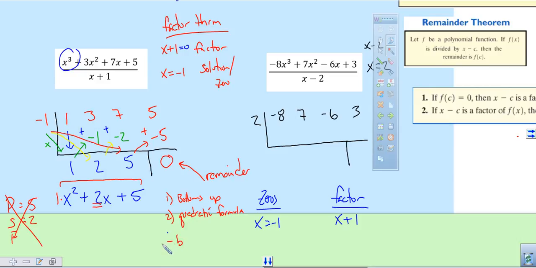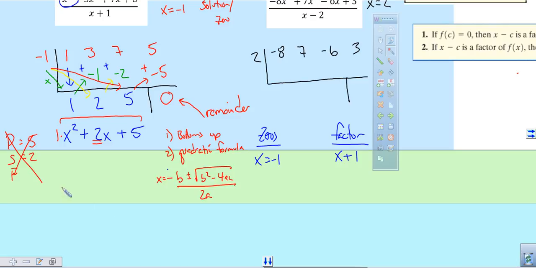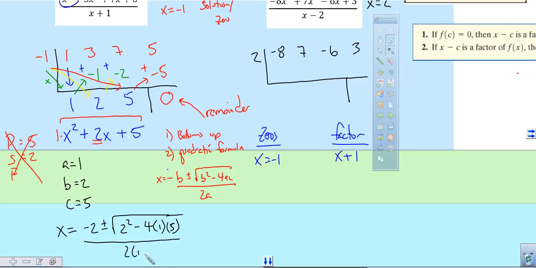So remember, the quadratic formula is x equals negative b plus or minus the square root of b squared minus 4ac all over 2a. So we come back over here and we'll change some colors and slip that in there. So we know right now that our a value is equal to 1, our b value is equal to 2, and our c value is equal to 5. So I say x is equal to negative 2 plus or minus the square root of 2 squared minus 4 times a times c, all of that over 2a.